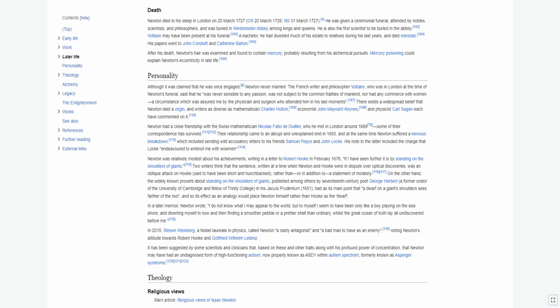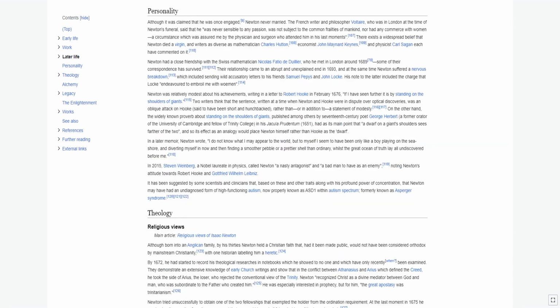Voltaire may have been present at his funeral. A bachelor, he had divested much of his estate to relatives during his last years, and died intestate. His papers went to John Conduitt and Catherine Barton. After his death, Newton's hair was examined, and found to contain mercury, probably resulting from his alchemical pursuits. Mercury poisoning could explain Newton's eccentricity in late life. Although it was claimed that he was once engaged, Newton never married.